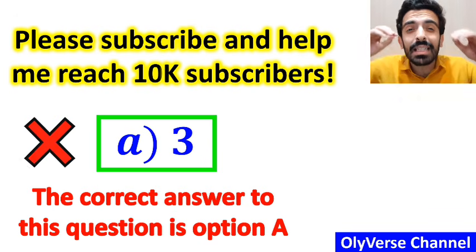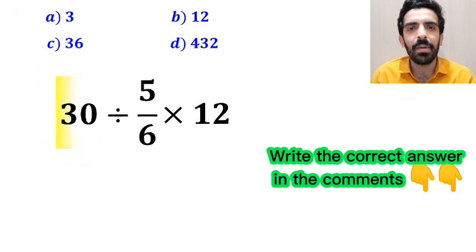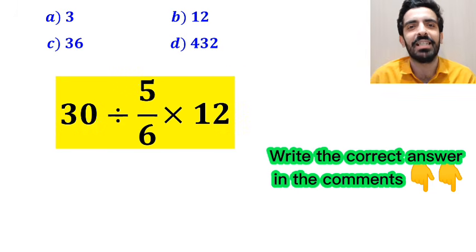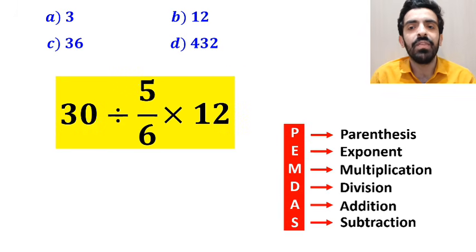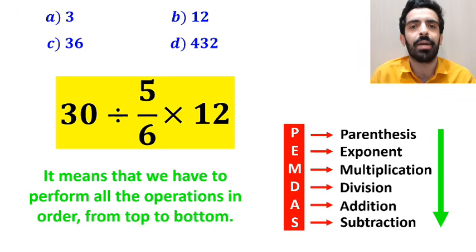However, this answer is absolutely wrong. Alright, now let me explain step by step how to solve this expression properly. To solve this question, we need to follow the PEMDAS rule exactly as I've shown on the screen. It means that we have to perform all the operations in order from top to bottom.